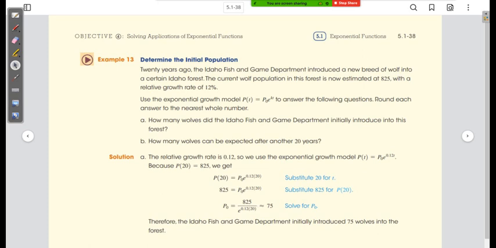This is page 38. So we're almost there. Alrighty, so 20 years ago, the Idaho Fish and Game Department introduced a new breed of wolf into a certain Idaho forest. The current wolf population in this forest is now estimated at 825 with a relative growth rate of 12%. Use the exponential growth model P of t is equal to P naught e raised to the kt power to answer the following questions. Round each answer to the nearest whole number. So A. How many wolves did the Idaho Fish and Game Department initially introduce into the forest?